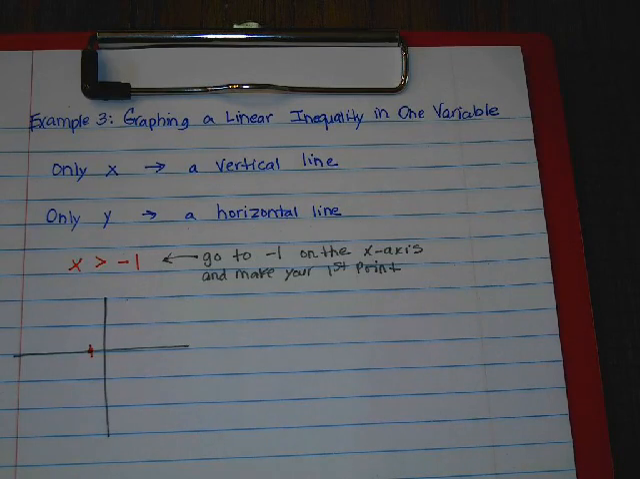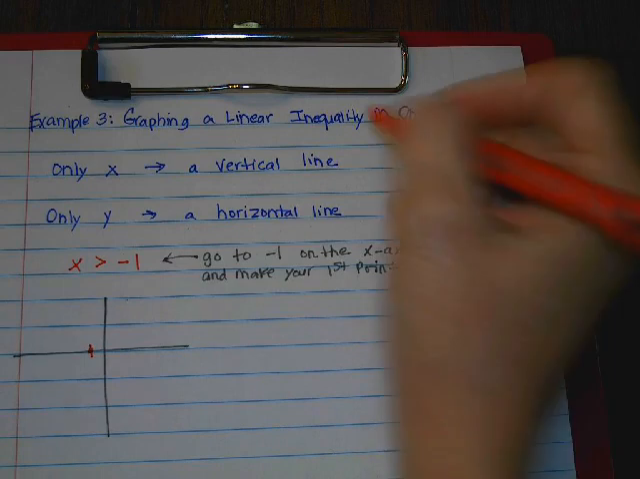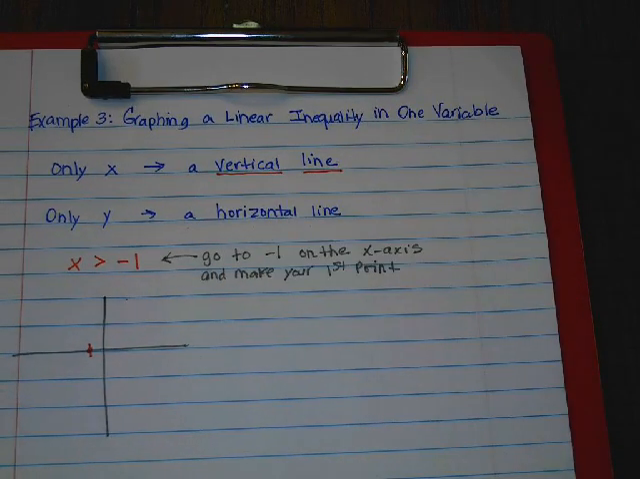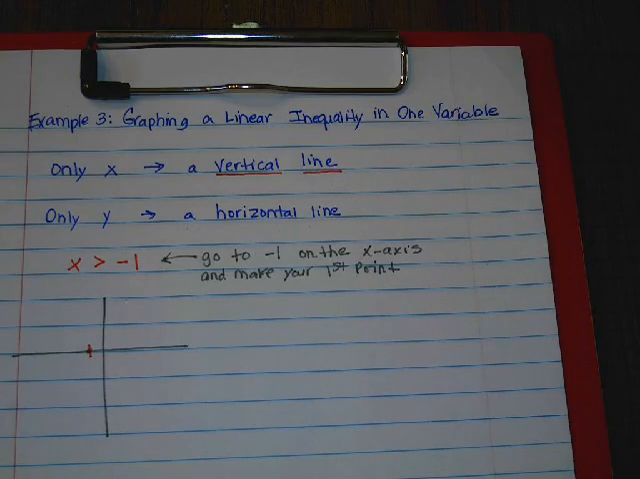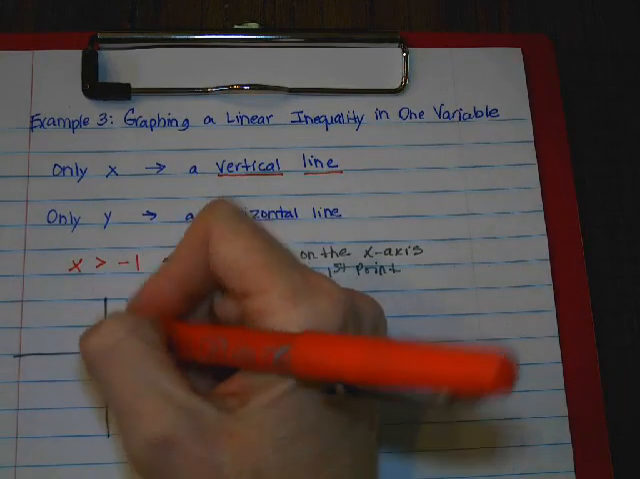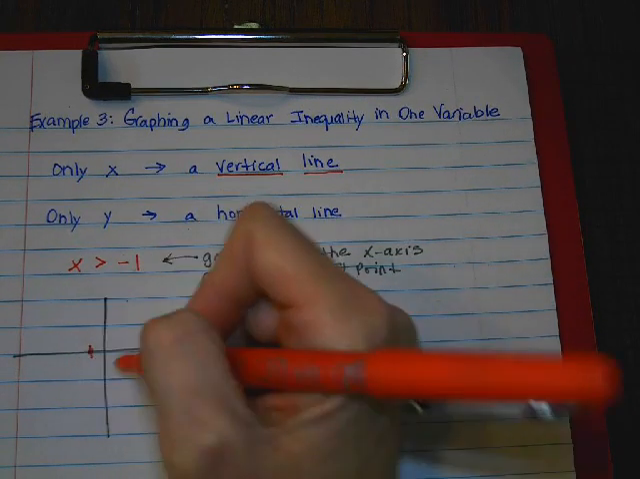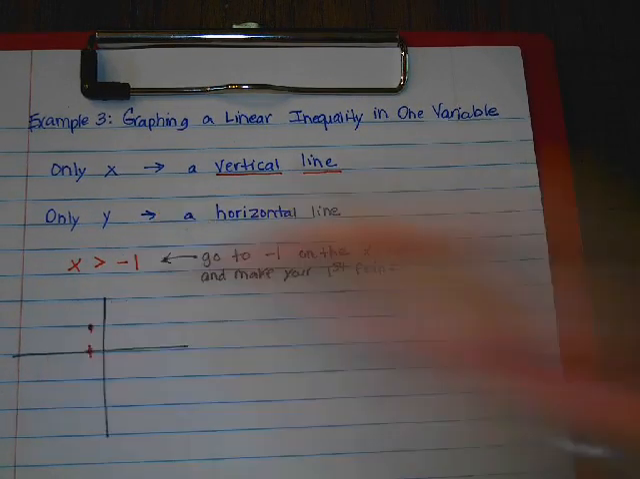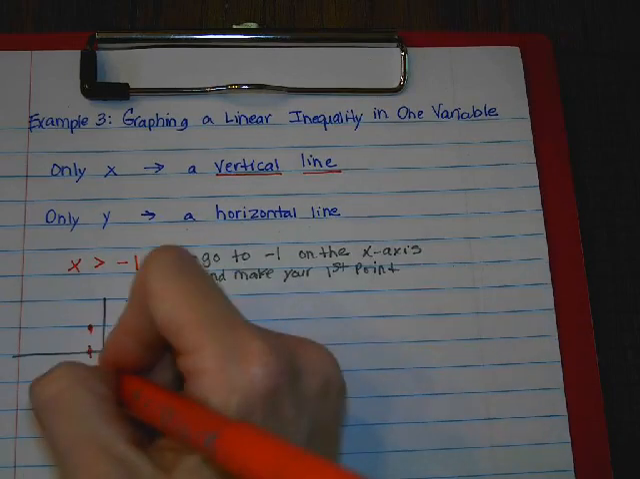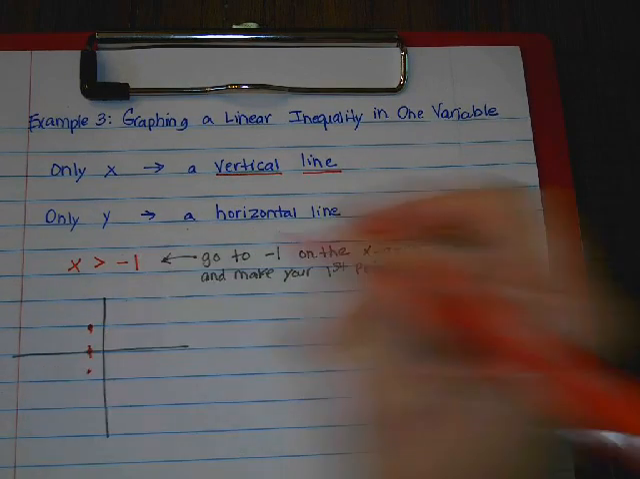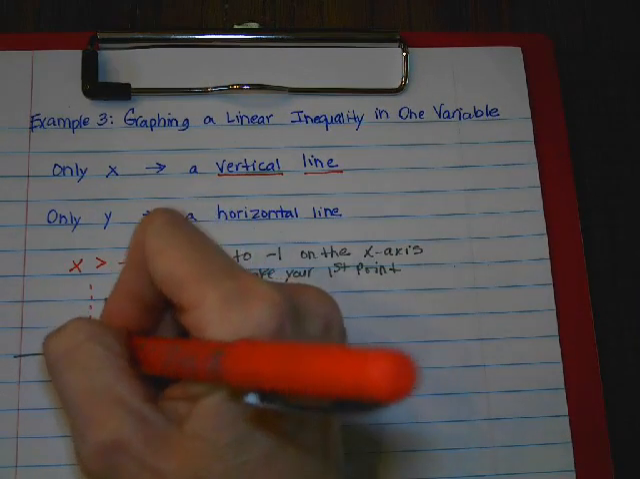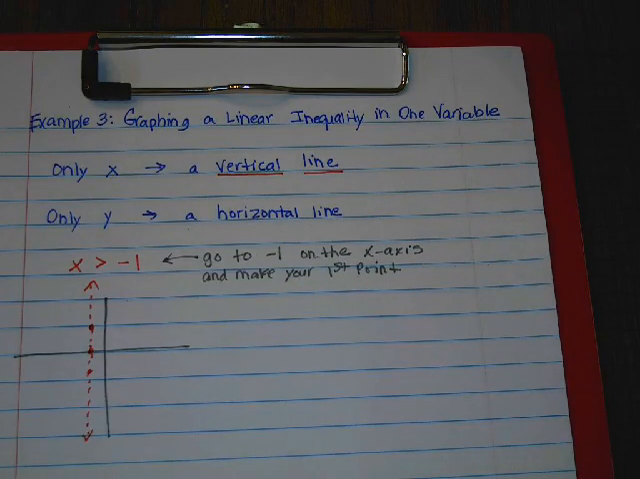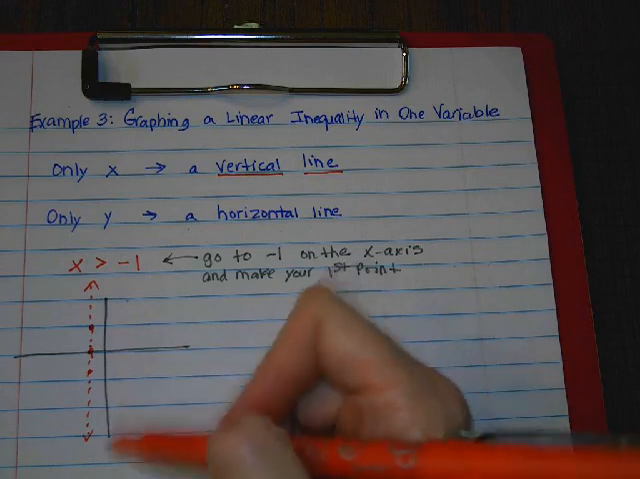But to make your second point, we know it has to be a vertical line because this is an x-only equation. Vertical means my line has to go straight up and down. It's going to be a dotted line, and I need to pick any other point on that line. It does not matter where. I can pick it above it, I can pick it below it, just as long as it creates that dotted vertical line. So it's important that we have this vertical line going on.